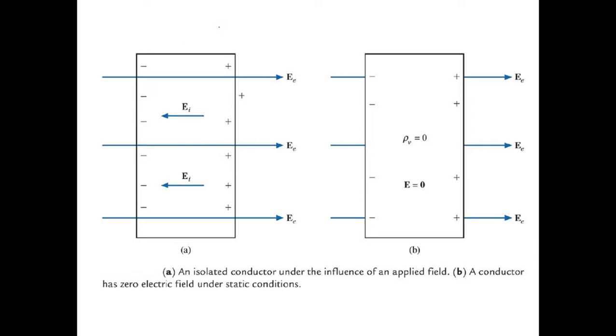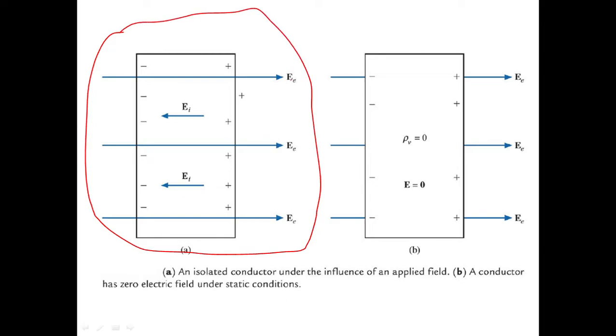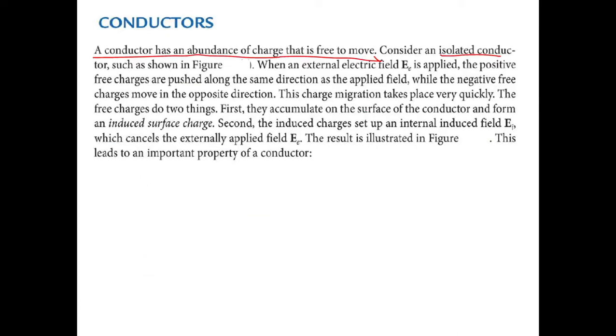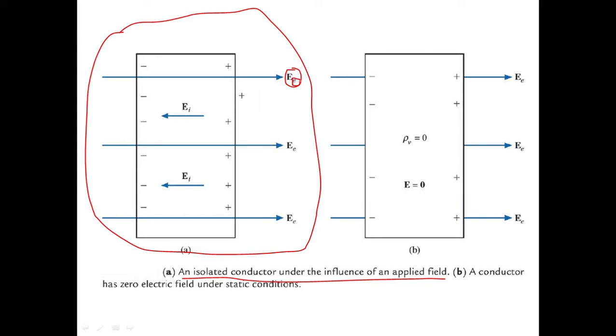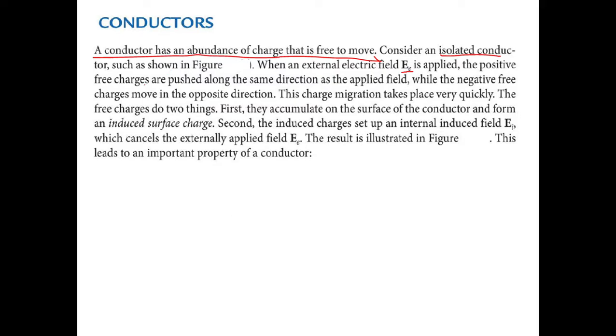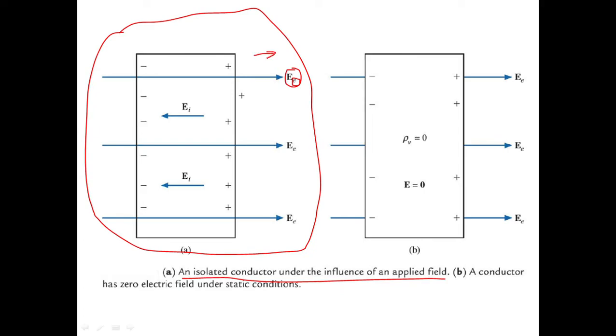Now consider this figure where we have applied some electric field and we have removed it. That is, this electric field we have applied in this direction to this isolated conductor. So what is figure A? An isolated conductor under the influence of applied field, right? Now when an external electric field E suffix E, this E represents external, is applied to this isolated conductor, then the positive free charges are pushed along the same direction as the applied field. So you can see here, we are applying the electric field in this direction. So the positive charge is also accumulated in the direction where we are applying the electric field, right?